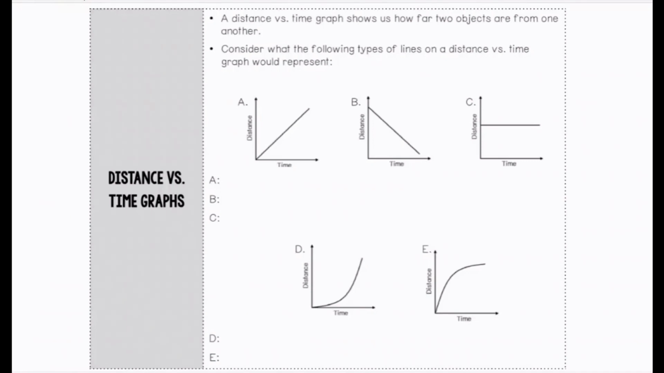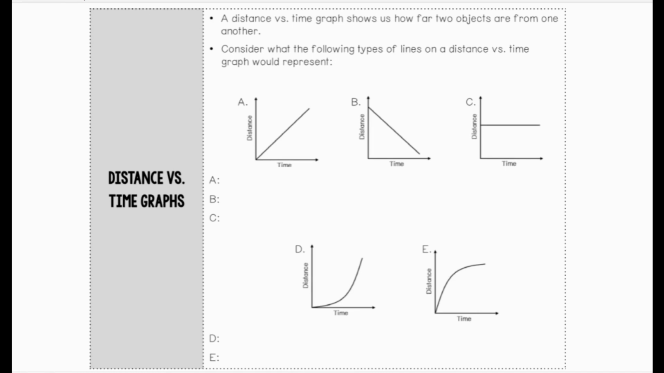A distance versus time graph shows us how far two objects are from one another. Consider what the following types of lines on a distance versus time graph would represent. Notice for all of these examples, we can see that time is our x-axis and distance is our y-axis, because distance will be our dependent variable and time is our independent variable. Now let's also assume for each one of these graphs, we're talking about the distance from our house.